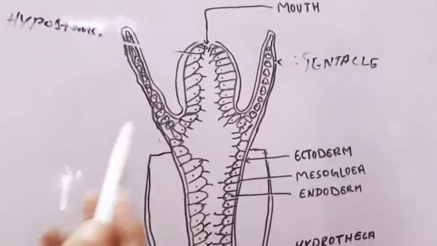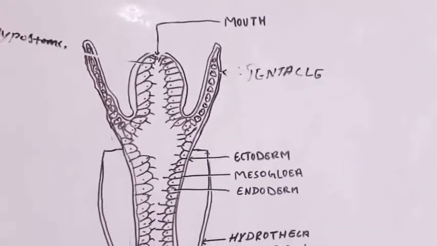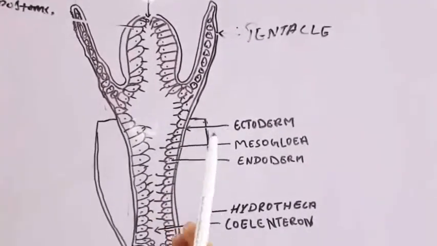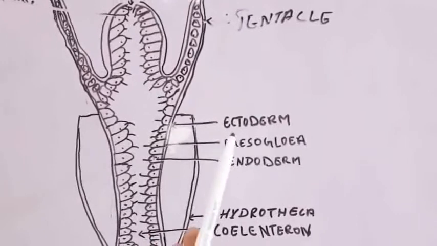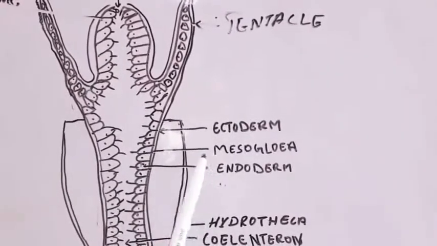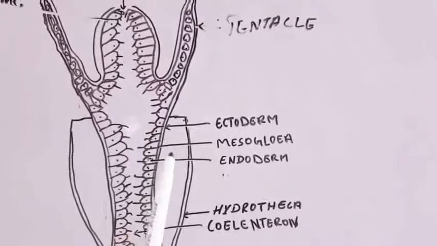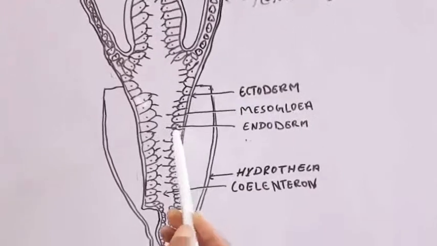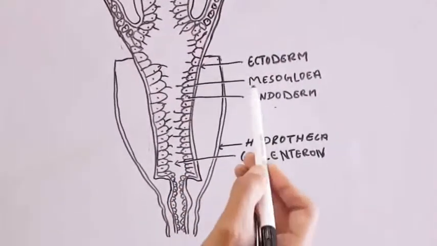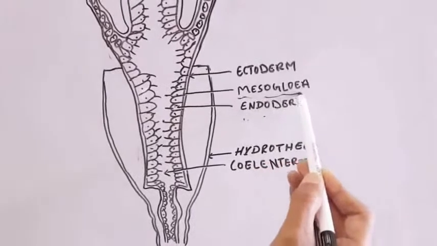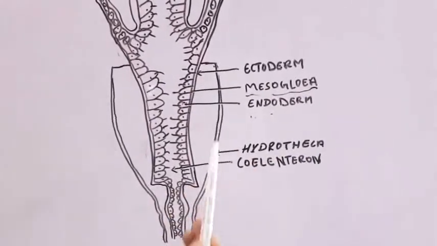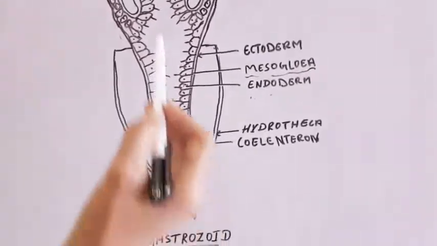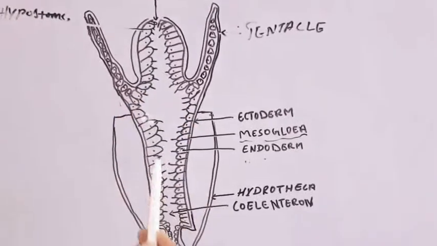So here you can see the presence of body layers. The body wall has 2 layers, hence these are diploblastic in nature. There is an outer ectoderm, an inner endoderm, and in between them the mesoglea. The outermost covering layer is called the hydrotheca, and there is a cavity.